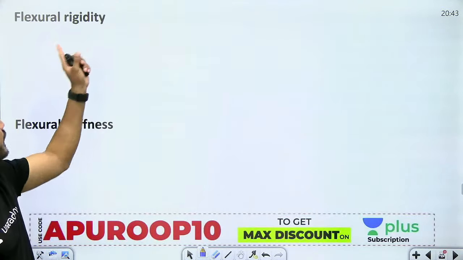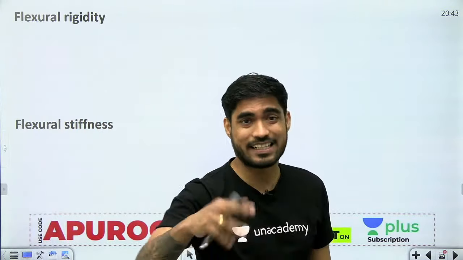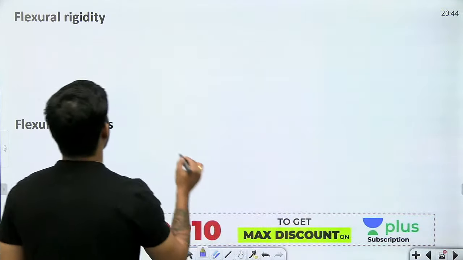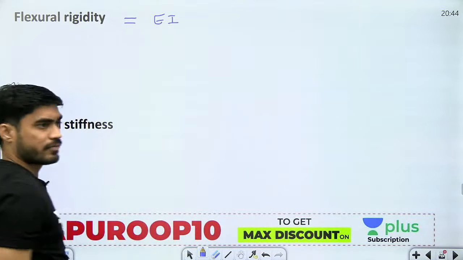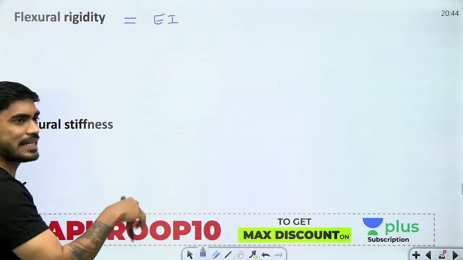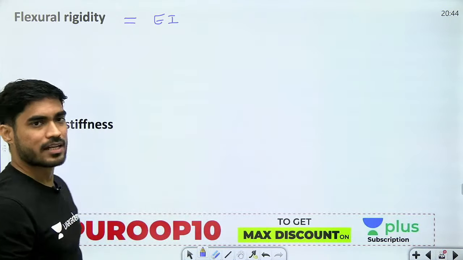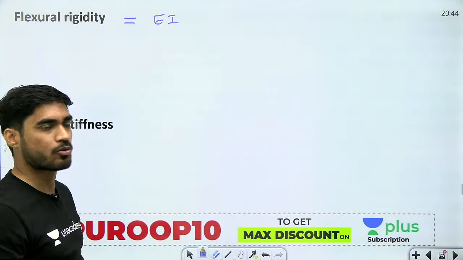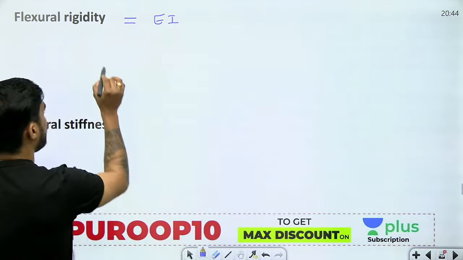Now beta, flexural rigidity and flexural stiffness, these two terms are also important, they are related to the deformation. What is flexural rigidity? Flexural rigidity is equal to EI, ठीक है? तो अगर EI ज्यादा है तो डिफॉर्मेशन कम होगा, ओके? If EI is more, deformation is less, okay? तो बेटा बीम जितना ज्यादा बेंड होगा, उसका R उतना कम होगा, राइट? यानी उसकी EI की वैल्यू उतनी कम होगी। अंडरस्टैंड बेटा?